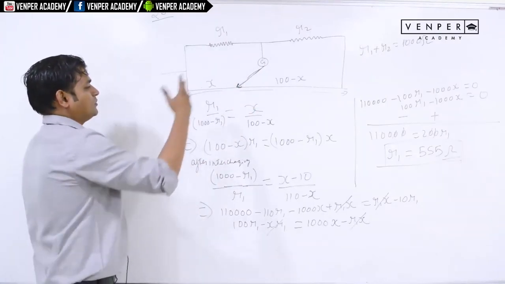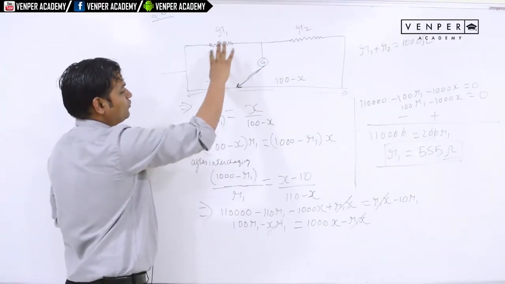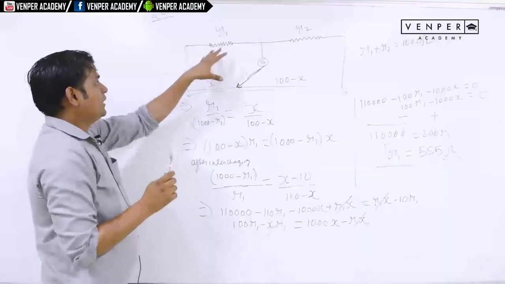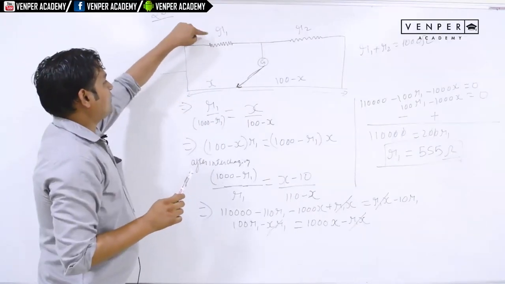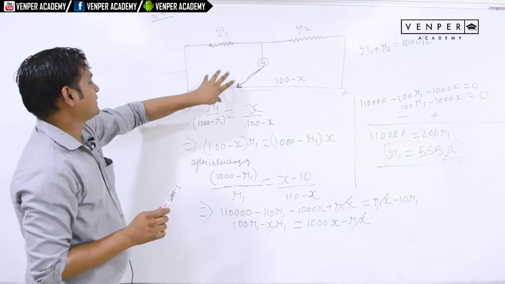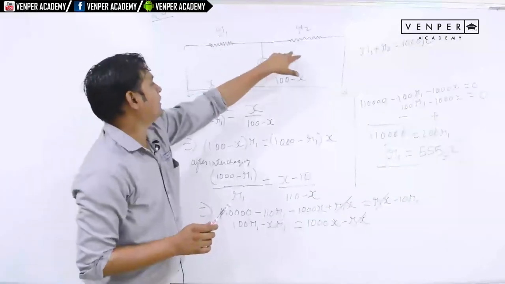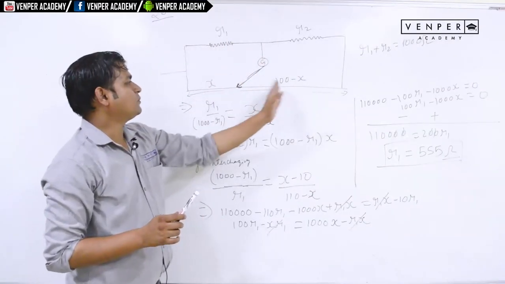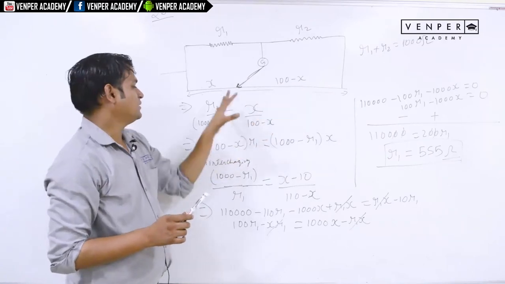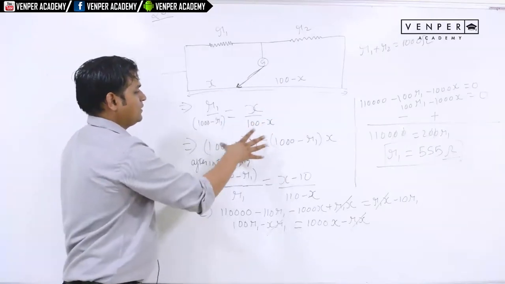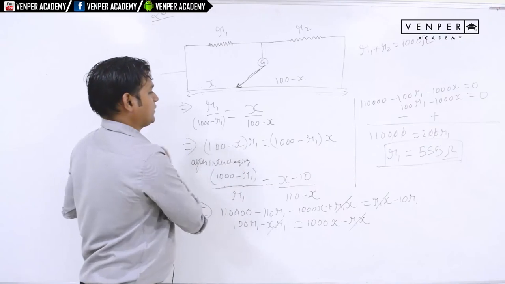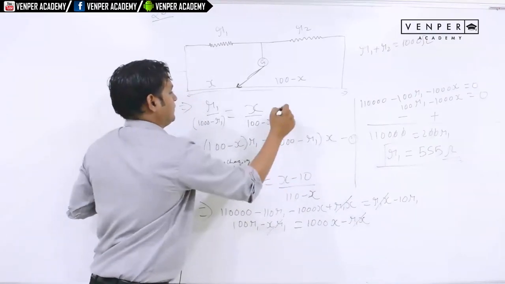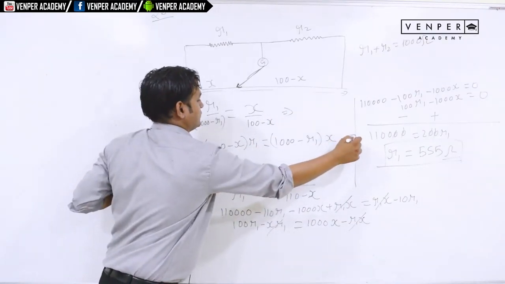Okay, so before interchanging, what is happening here? We can say that the ratio R1 upon R2 is equal to what? X upon 100 minus X. So just solve this one, and from this you will get this first equation.